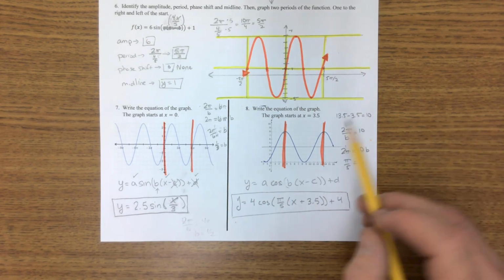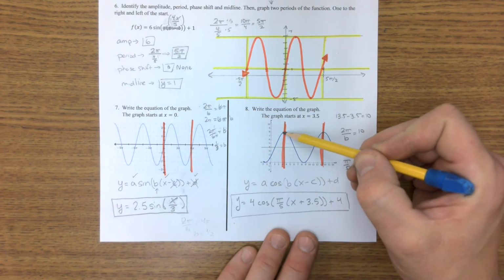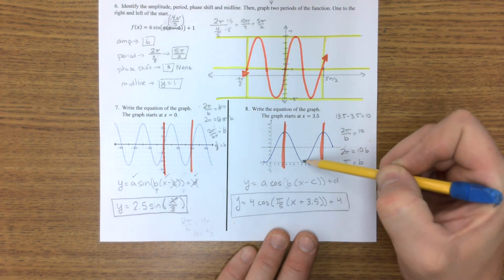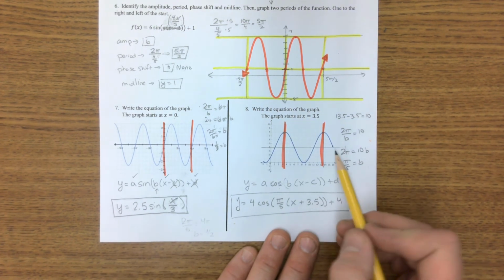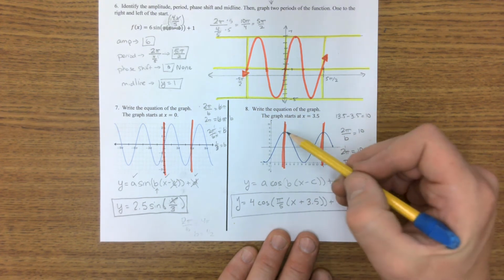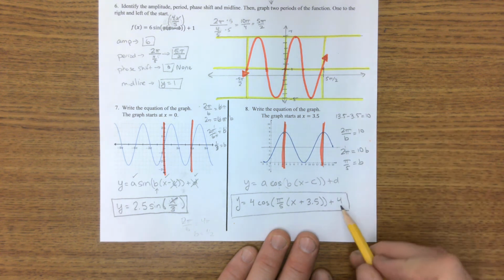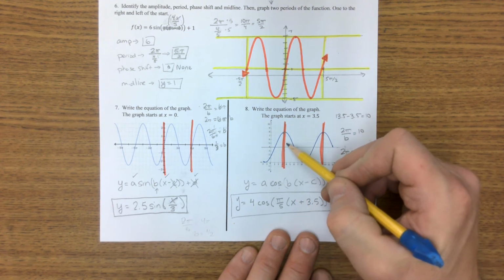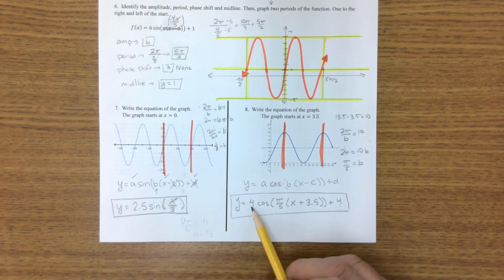All right, on the next graph, it starts at 3.5. Well, that's right here. So it starts at the top and it goes down to the middle, then down. Well, that's definitely a cosine wave. The midline, draw the midline if it's not there. Well, it goes from 8 up to 0. Between 8 and 0 is 4. And from 4 up to 8 is a magnitude or an amplitude of 4.